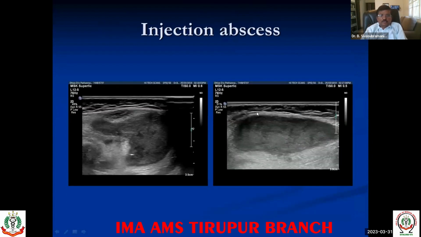This is a case of post-injection abscess. You see a large abscess after injection in the gluteal fissure.